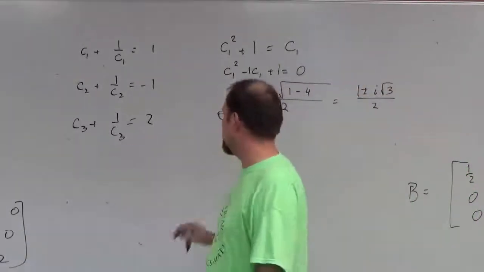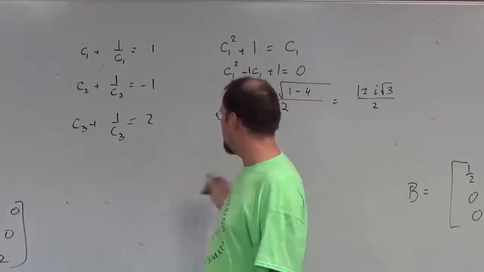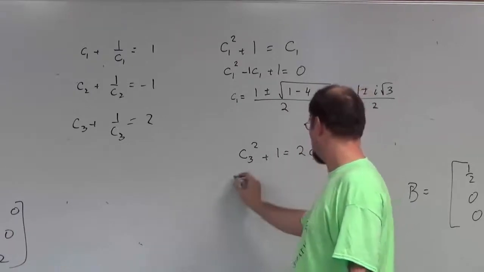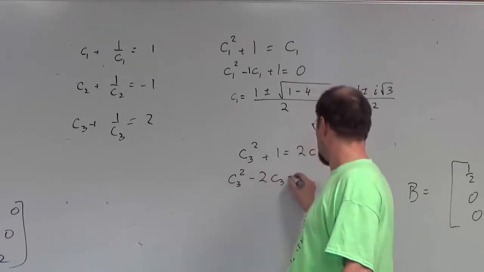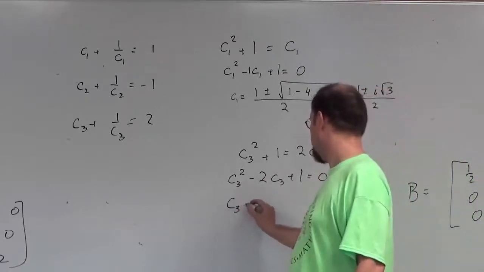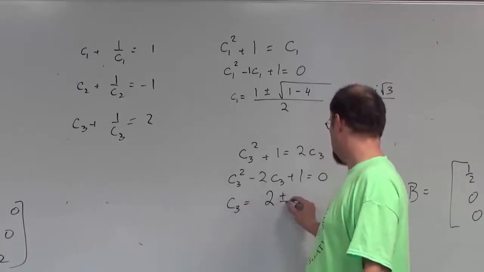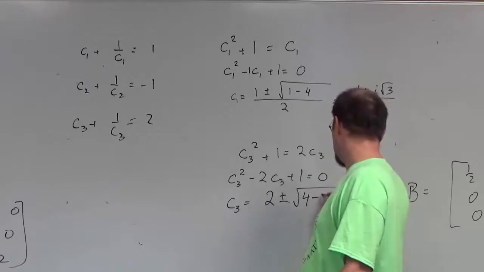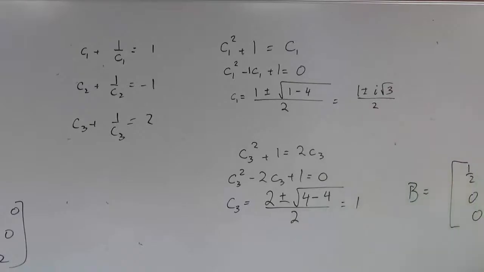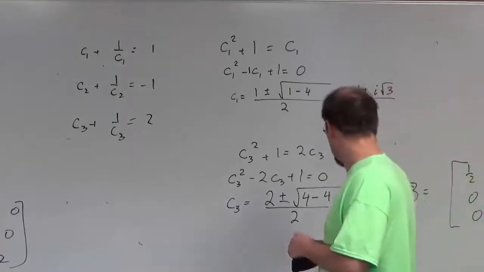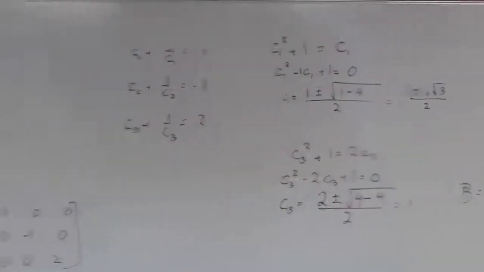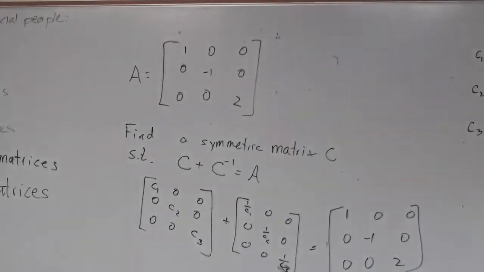I believe this would give us a real root though. Again, I'm going to multiply both sides by C3 to get a quadratic. And according to the quadratic formula, C3 would be negative b plus or minus the square root of b squared minus 4ac, divided by 2a. So I get that C3 would have to be 1. And that's a real value answer. And so I don't know how you would answer this question in your homework if you have complex entries. You have to ask your professor or TA.